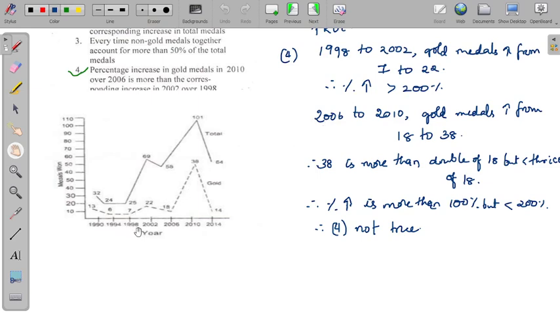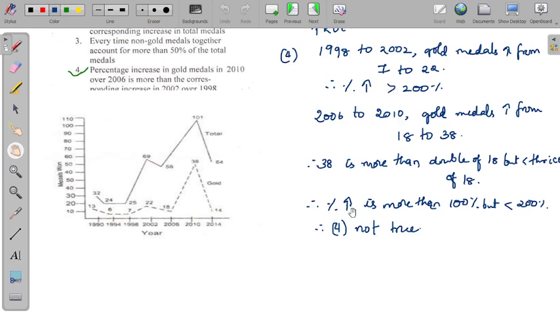Whereas from 2006 to 2010, gold medals increased from 18 to 38. This will be more than double 18, but less than thrice 18. So it will be more than 100%, but less than 200%. But the option says the percentage increase in gold medals in 2010 over 2006 is more than the corresponding one, but it is less here. The corresponding percentage will be more.